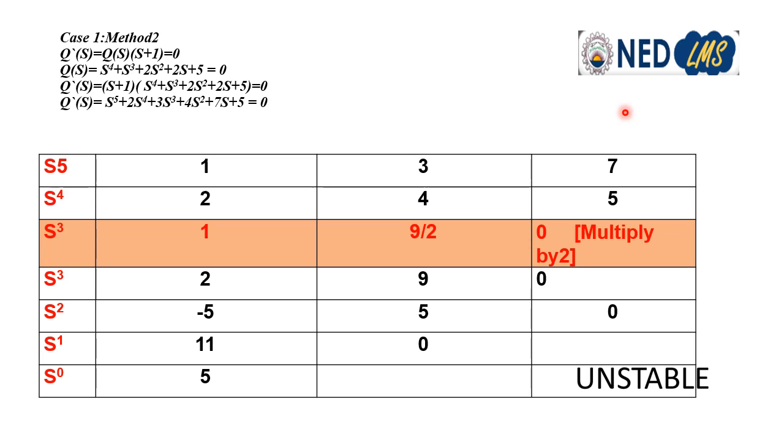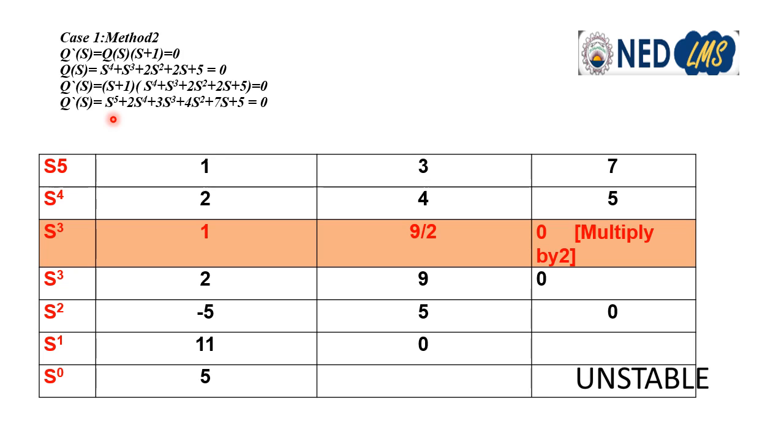So here we have q of s equal to s raised to the power 4 plus s cube plus 2s square plus 2s plus 5 equals 0, and when we multiply it by s plus 1 and simplify, the new characteristic equation q prime s will become s raised to the power 5 plus 2s raised to the power 4 plus 3s cube plus 4s square plus 7s plus 5 equals 0. So this time we will make the Routh table for this characteristic equation, which is actually 1 degree higher.